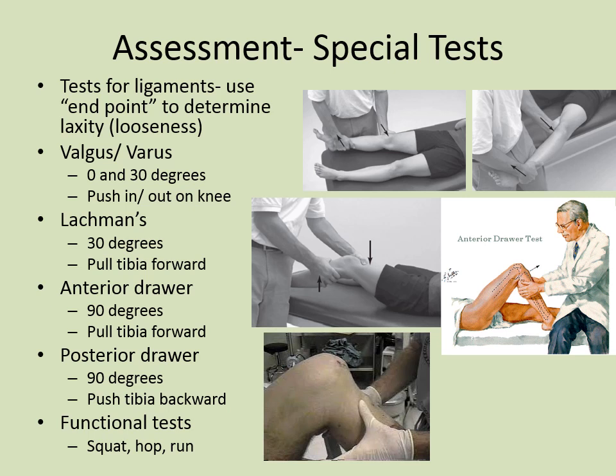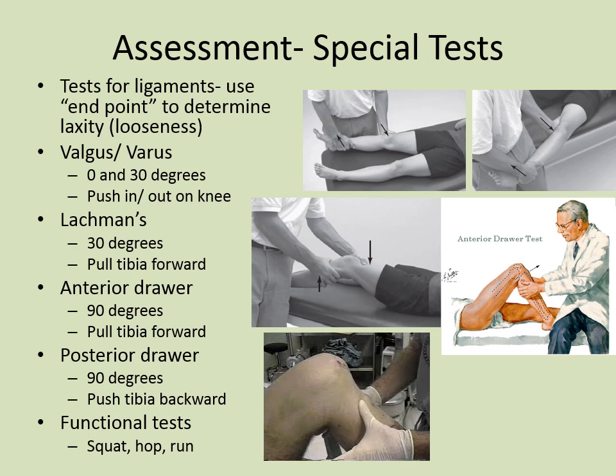The anterior drawer test is also for the ACL, but it's testing it in a slightly different position. So this is our 90-degree position. Both hands on either side on the tibia, pulling towards yourself. If that was also positive in addition to the Lachman's test, then that would be an even greater indication that the person had an ACL injury. The anterior drawer as a clinician is slightly easier to perform, so sometimes people feel more comfortable with that test. The Lachman's test can be a little bit more challenging to perform, but it is actually more accurate than the anterior drawer test.